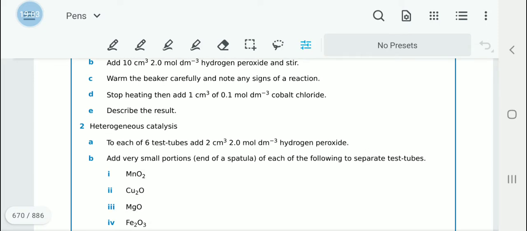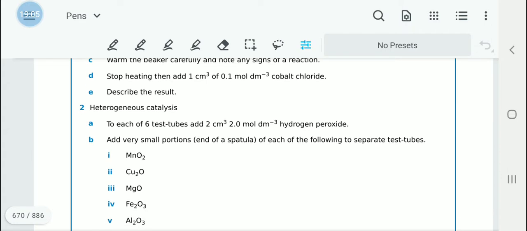So the bubbles would come out. Then you stop heating and add cobalt chloride. Then you have to describe the particular results that happen.